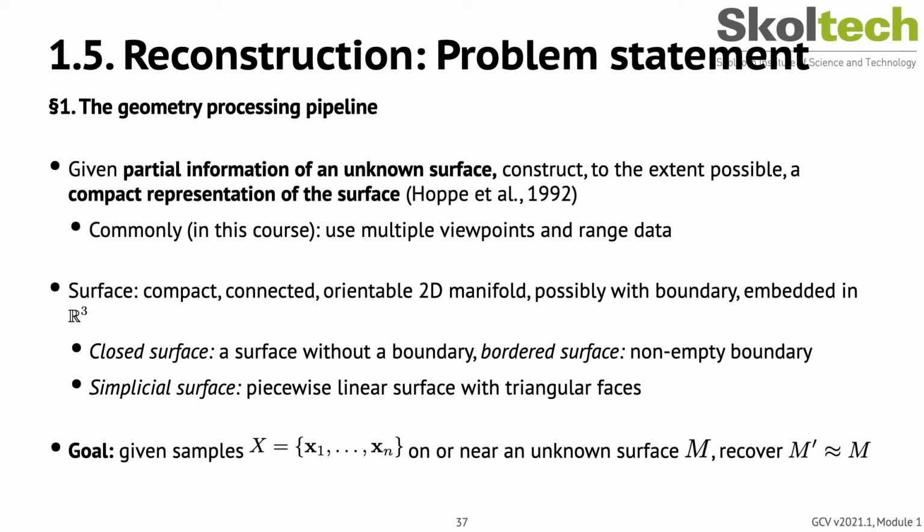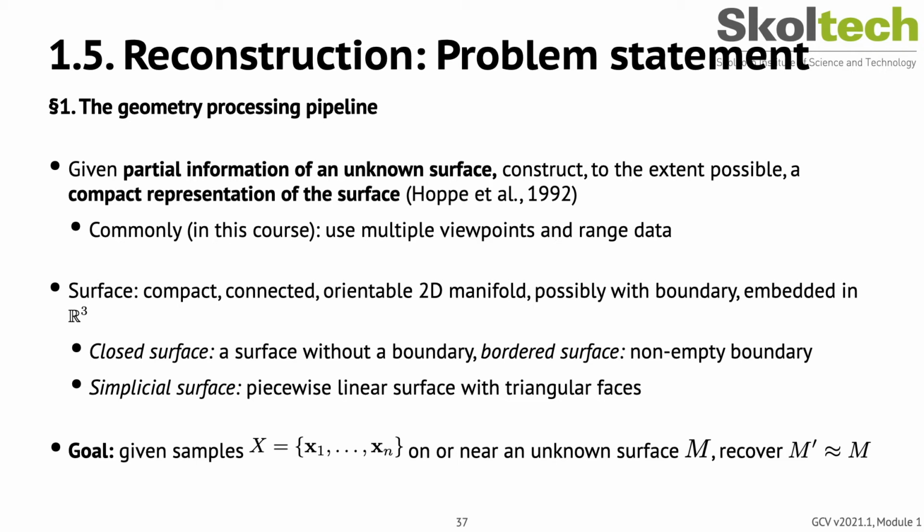The definition of the reconstruction problem sounds like this. Having partial information of an unknown surface, the goal is to construct, to the extent possible, a compact representation of the surface. One of the pioneering works in this direction was the work by Hoppe et al. in 1992. In this course, the information of an unknown surface that we have available would be multiple viewpoint and range data, so measurements lying on the surface of the object.